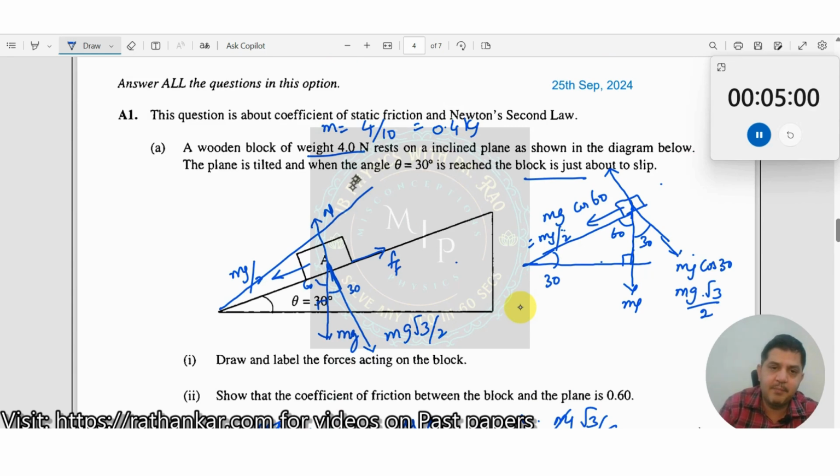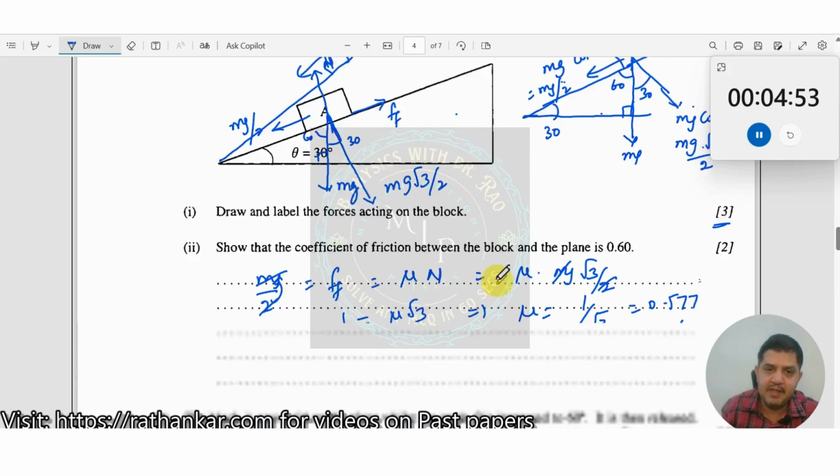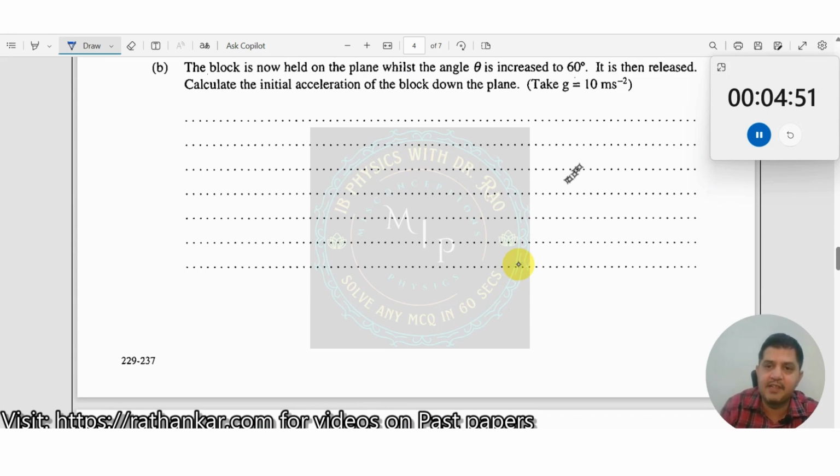As a result, the block that is kept over here will now start sliding like this. Now what is the acceleration of the block? That's the question. Let us draw the plane once again. This is the plane, this is your angle, the object is kept over here, and this is my normal force. Now this comes this way, mg sin theta. When I lift this plane, the angle theta is larger, so mg sin theta becomes larger as compared to the frictional force. Thus, this force is larger as compared to this one.